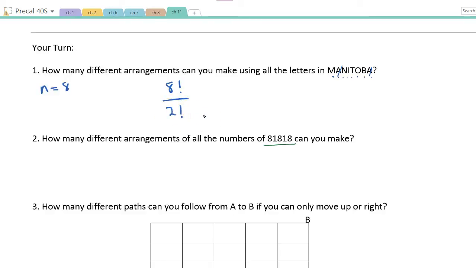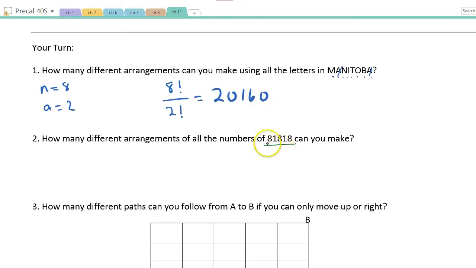So 8 letters, 2 A's, so 8 factorial divided by 2 factorial. I'm not even sure what that is. Let's just check it out. Okay, I just used my calculator, and it is 20,160.